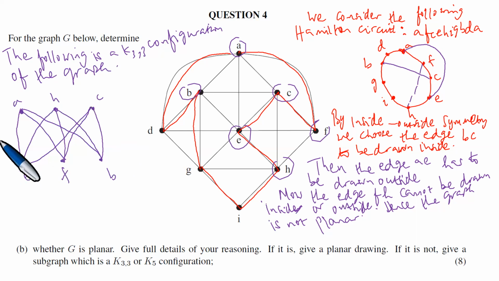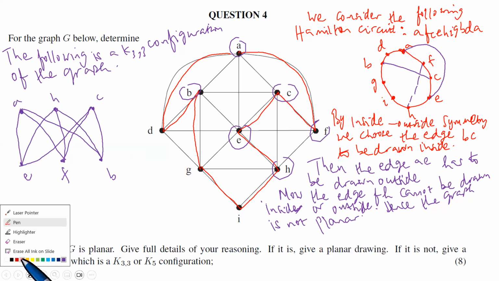We look, for instance, at edge AB. If you look at edge AB, according to this Hamilton circuit, D is there on AB. So in other words, you can put D here.